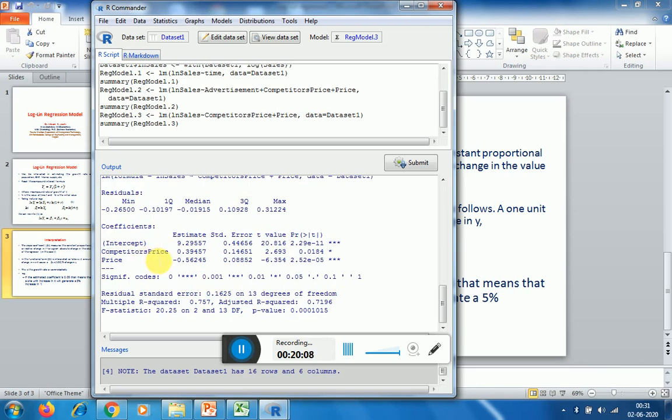Similarly, competitor's price. Now if the competitor increases the price by 1 unit or 1 rupee, then the sales of the company will increase by 39.45%. That means consumers are very highly elastic with regard to, we can say, the prices of the commodities.